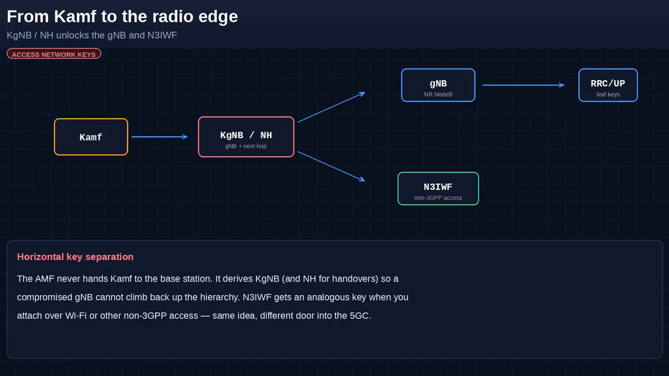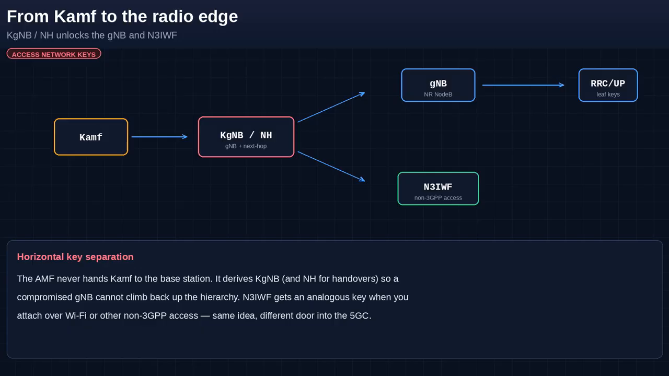There is a sibling path through the N3IWF, the non-3GPP interworking function. When you attach over untrusted Wi-Fi, the N3IWF plays a role analogous to the gNB at the edge of the core, and it receives its own derived key from the same family of decisions. Same hierarchy idea, different access door.